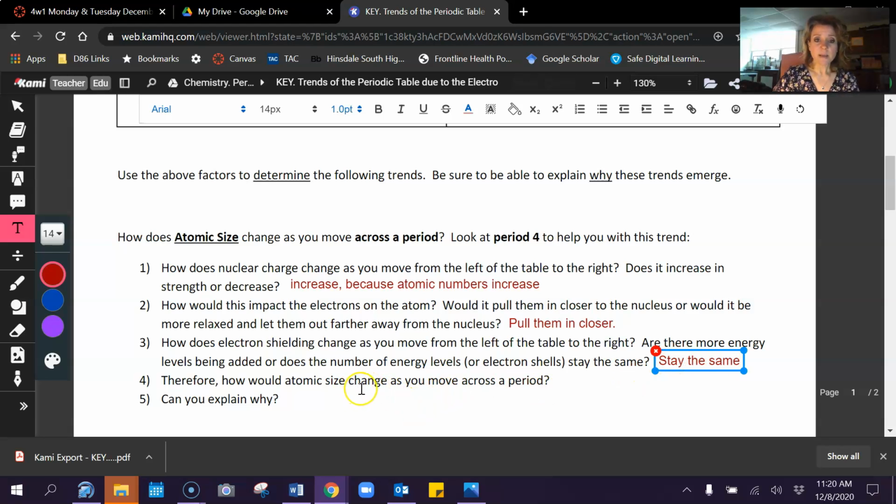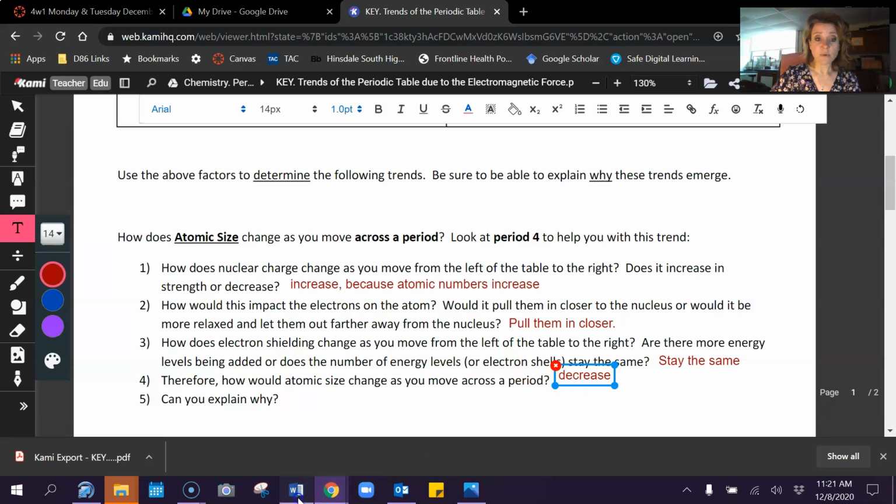Therefore, how would atomic size change as you move across a period? So basically, if you are increasing nuclear charge, and we already said in a previous answer that bigger nuclei pull electrons in closer, then that means that our atomic size is going to go down. It's going to decrease as we go from left to right.